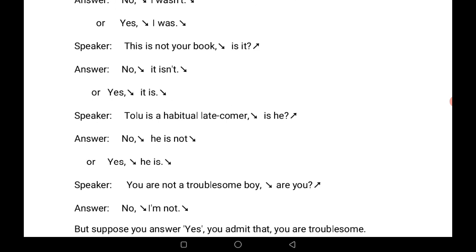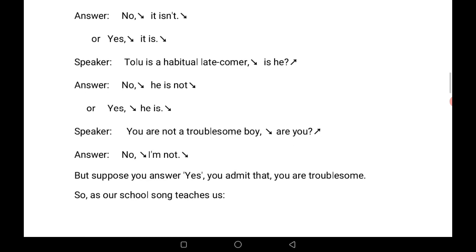When a statement comes in a negative form, that does not mean that when you mean to say no, you say yes. For example, in this very example now, you are not a troublesome boy. Are you? If somebody asks you this type of question, do not say yes, I am not. Yes always goes with positive and no always goes with negative. Yes, I am. That is, yes, I am troublesome. If you say yes, it means you admit that you are a troublesome boy. And if you say no, it means you are not a troublesome boy.